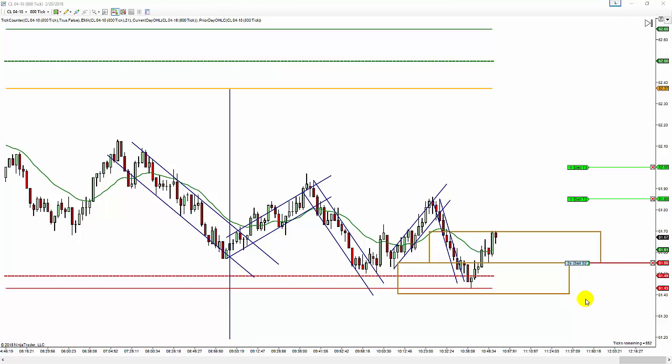Okay, first contract's off. 15 ticks. Move my stop to break even. And just a little blast up here and see if we can target 2 and target 3.